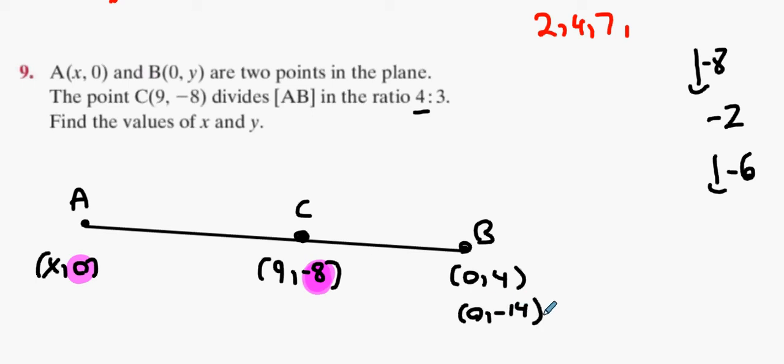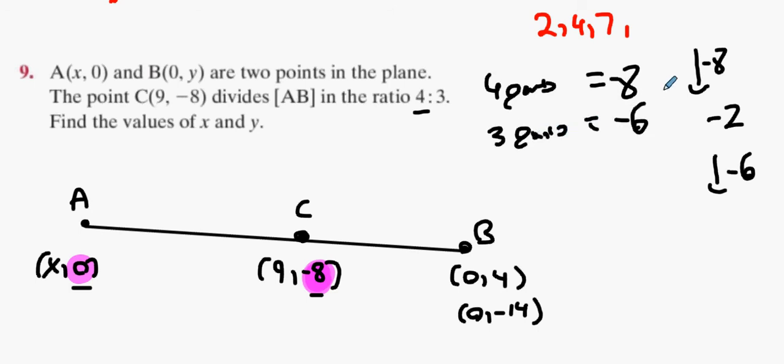Just to recap, you lose minus 8 on the y value, and that is 4 parts. You only want to do 3 parts for the next part. So if 4 parts equals minus 8, you know 3 parts is only going to equal minus 6. Is that okay? Let's do the same thing for this way.